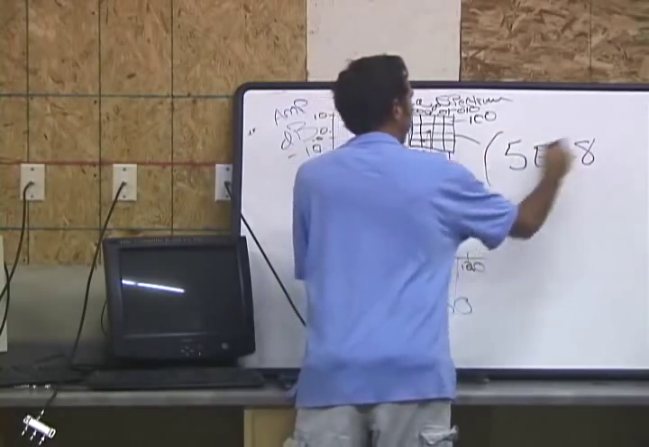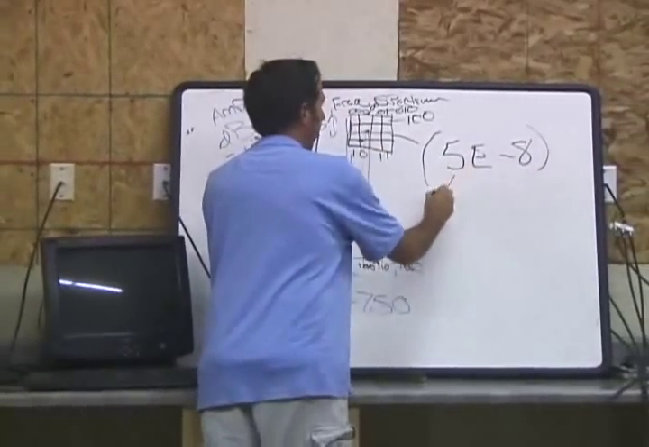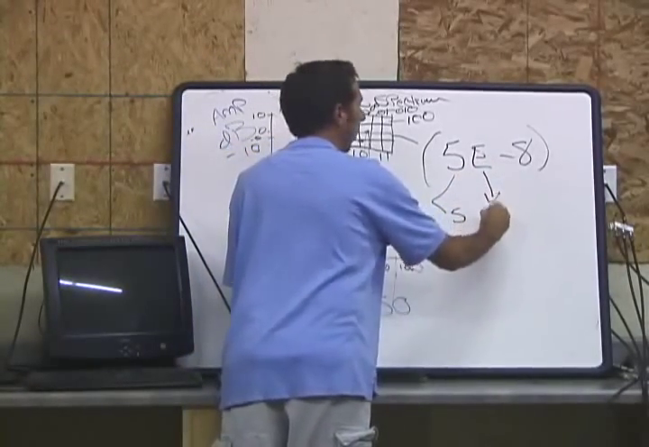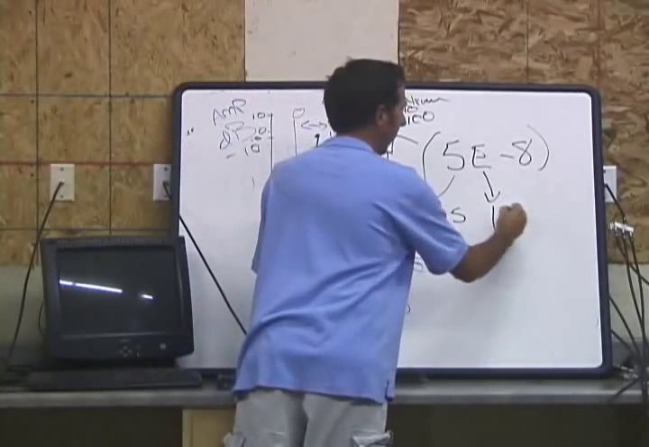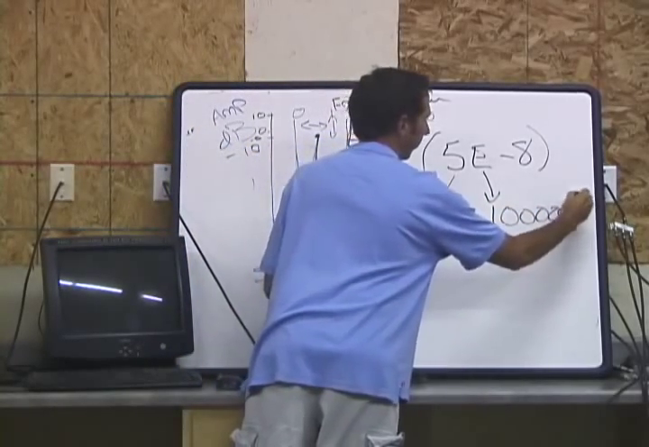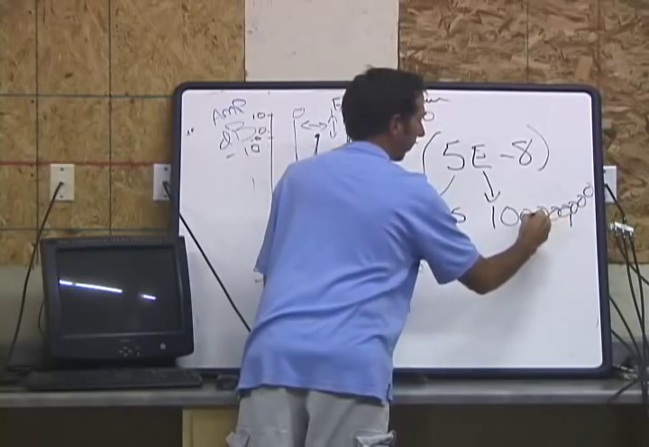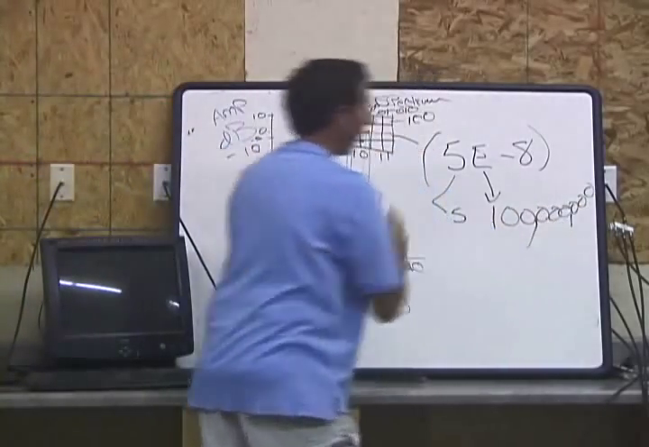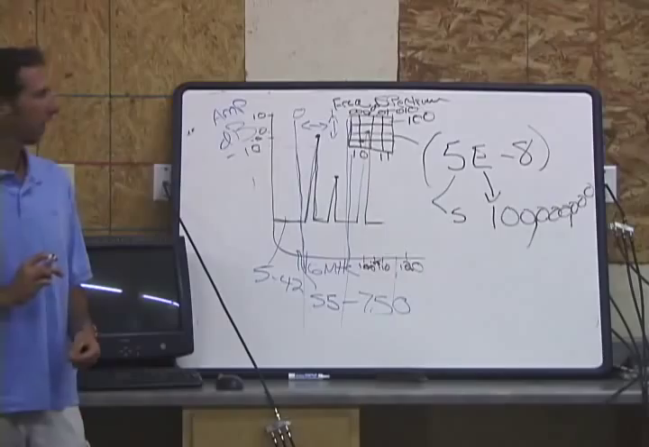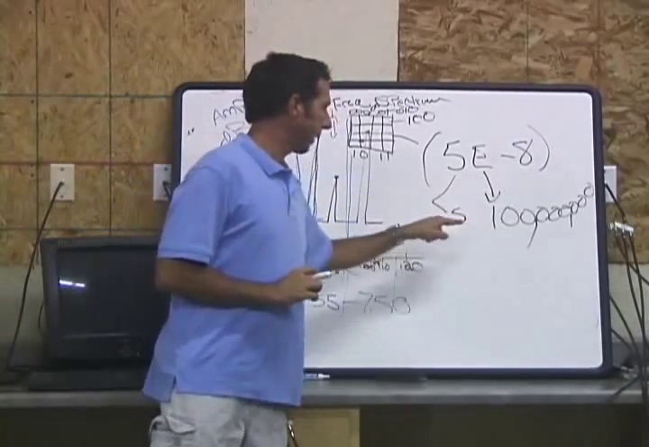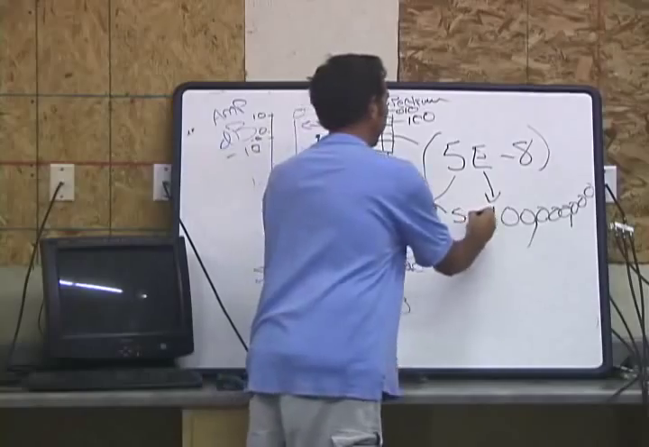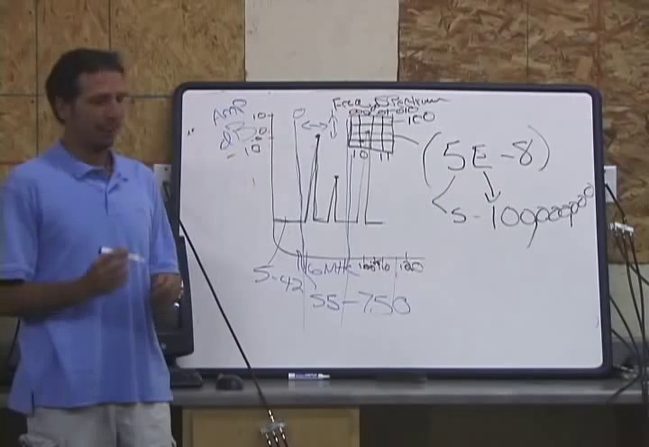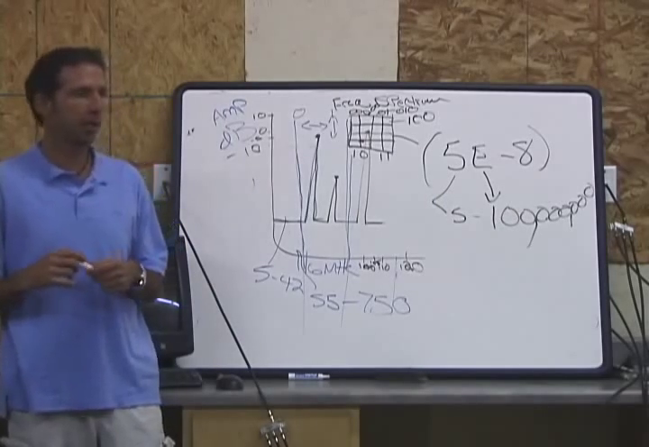So here's what you do. In this example, 5 is the number of errors. 5 is the number of errors. E means make a 1. And then the 8 means put 8 zeros behind the 1. 100 million. Did I do that right? 1, 2, 3, 4, 5, 6, 7, 8. Yes, I did. 100 million. Okay? So that 5E to the negative 8 means 5 errors out of 100 million. That's what it means. 5 errors out of 100 million. And that's how you will see BER represented on your meter.